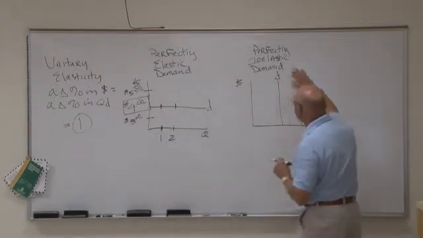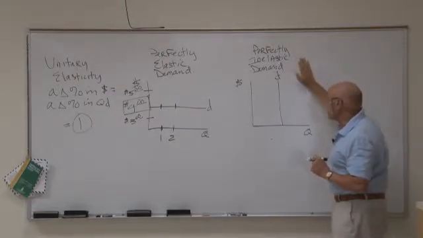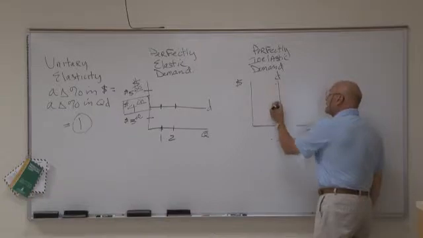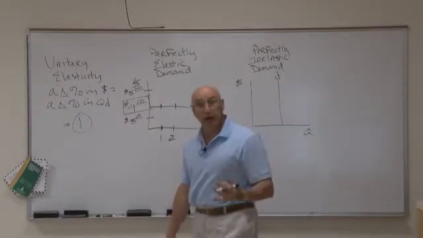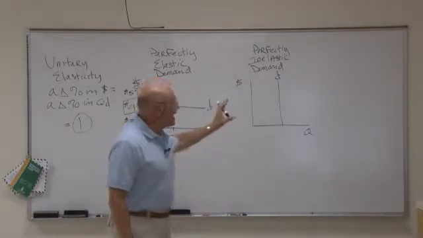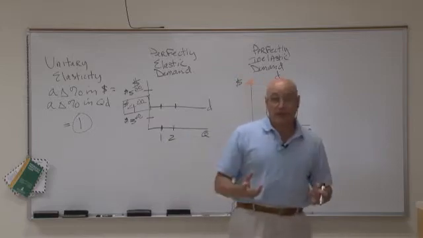The third special case that we have is one that is called a perfectly inelastic demand curve. In this situation, my demand curve is parallel to my price axis, or to my y-axis. In this case, I don't care what the price is. Just give it to me, give me the good, and I'll pay it.